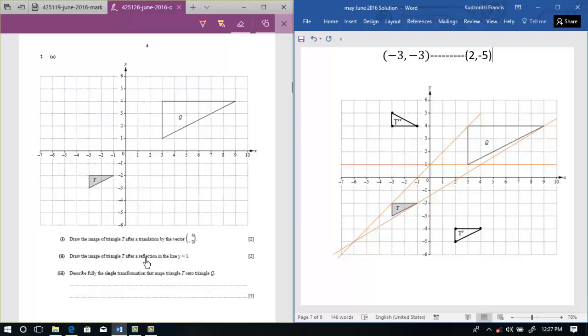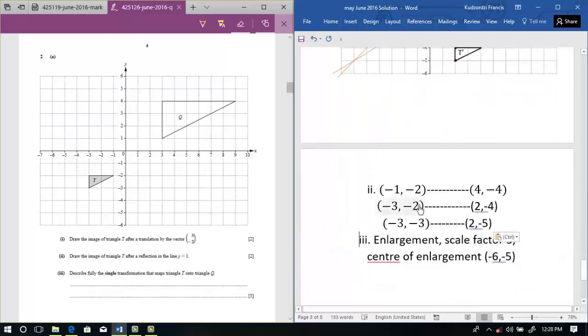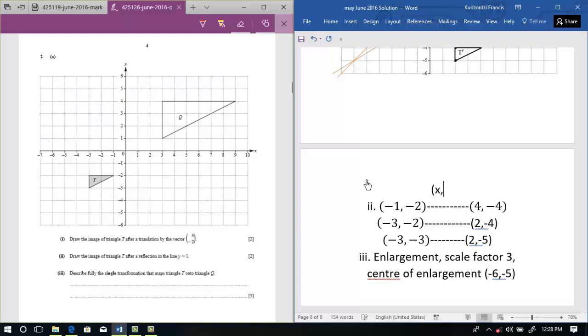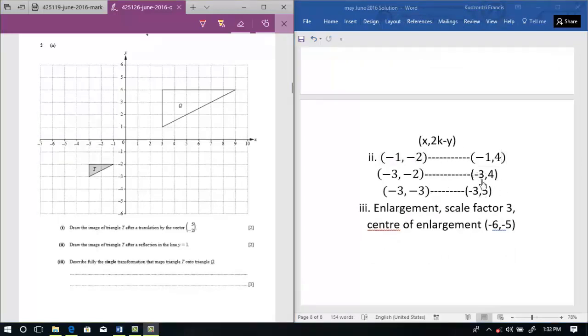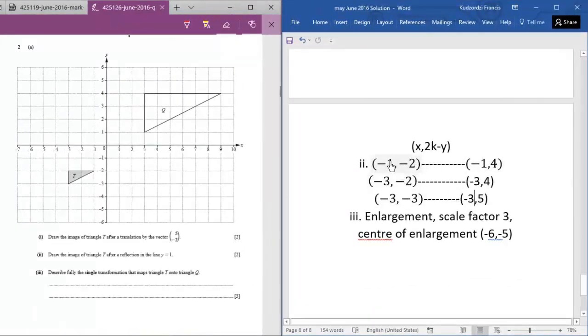Then draw the image of triangle T after reflection in the line y equal 1. That one too, we can also approach in a different way. This time, the mapping is going to be like this. 2 times 1 is 2, plus 2 gives us 4. And this also gives us negative 3. So we are repeating all the first coordinates, that is the x values, and we are using this formula to calculate the y. So for the last one here, we have 2 times 1, which is 2, minus negative 3, which is 5. So the y is these values. For this one, we have 2 times 1, which is 2, minus negative 2, which is 2 plus 2, which is 4. That is how we calculate for this. So this is the alternative way of going about it.